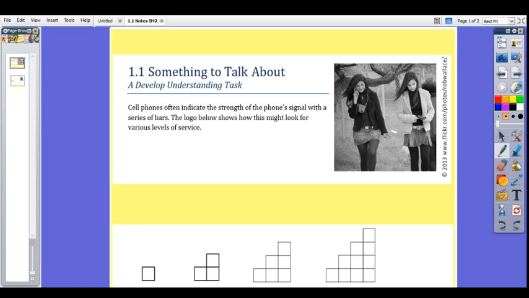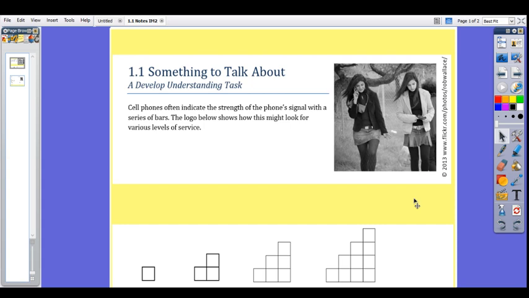Okay, students, let's learn our first lesson, 1.1, something to talk about. So this lesson is on sequences. Let's find out.